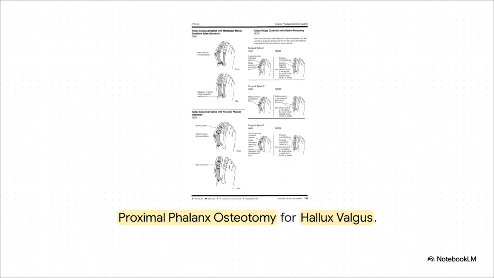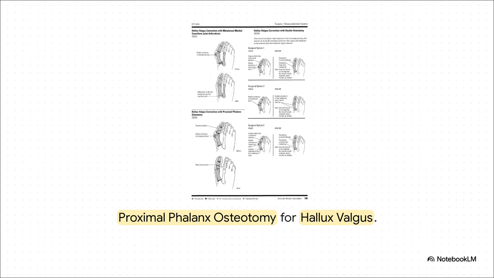So how do they fix it? Well, to correct the severe angular deformity of hallux valgus, the surgeon doesn't just shave the bump down. They often perform a proximal phalanx osteotomy. And osteotomy just means they actually cut into the bone itself. They remove a wedge from the proximal phalanx, physically shift that bone into a nice straight alignment, and then, to keep it there, that newly aligned bone is secured tight with bone screws.